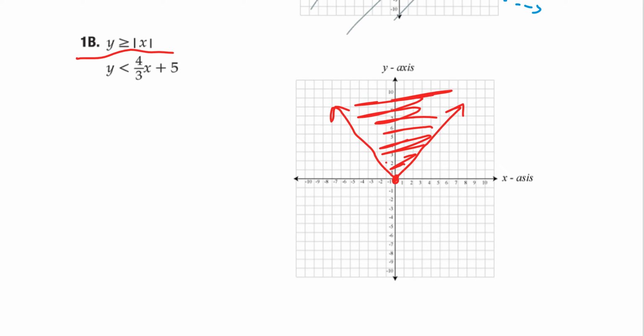Now the next graph, this one's another line, so I'm going to go plus 5. The slope is 4/3, so up 4, right 3. Positive. So up 4, right 3. Dotted line, dashed line. Like that, and then less than, so shade below. So below this will be like all this stuff here.